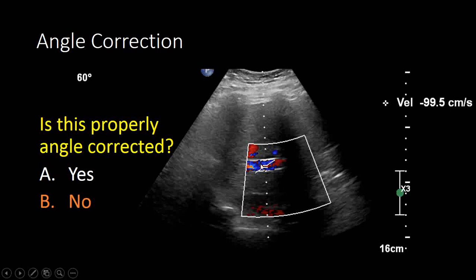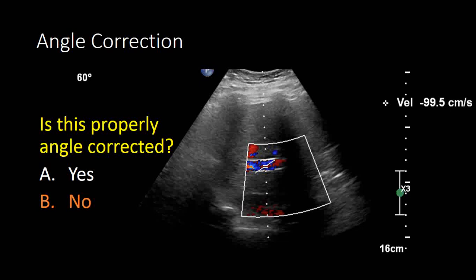In addition, the indicator showing how we've angle corrected for this case is clearly not aligned with the flow of blood. And so the velocity depicted here of 100 centimeters per second is misleading. It's inaccurate, and it has almost no meaning. So we really shouldn't be recording an image like this.